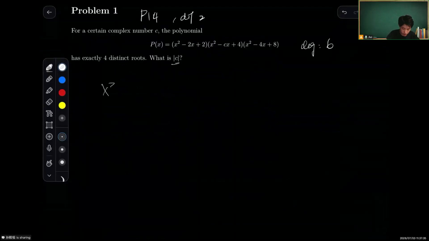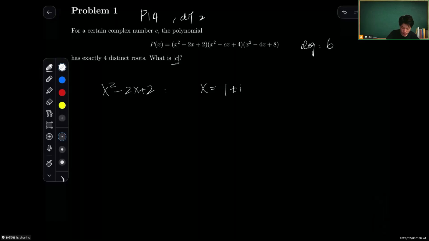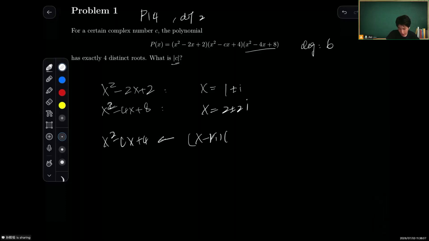In this case, solving x squared minus 2x plus 2 gives the solution x is equal to 1 plus or minus i. And then the second thing, x squared minus 4x plus 8, gives the solution x is equal to 2 plus or minus 2i. And then what next? Let's analyze x squared is equal to cx plus 4. We know that this is (x minus r1) times (x minus r2), giving 2 solutions. And since all 4 solutions are already obtained, r1 can't be something new. Also, r1 times r2 is equal to 4.